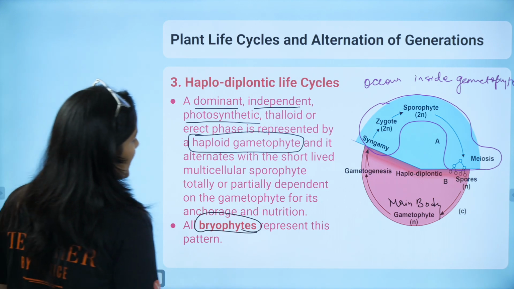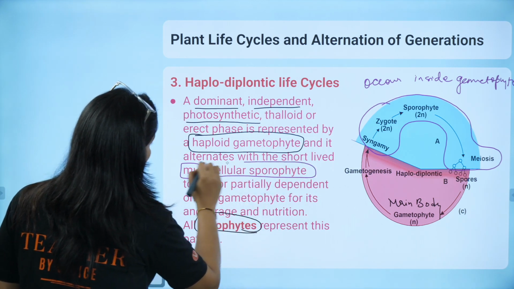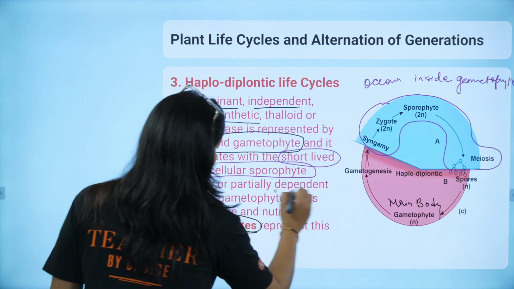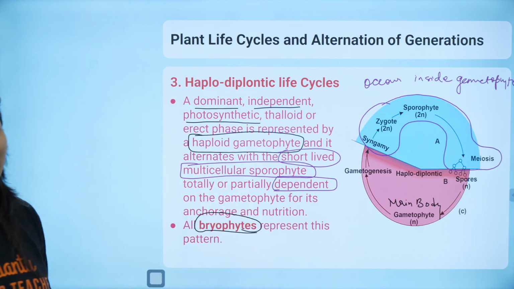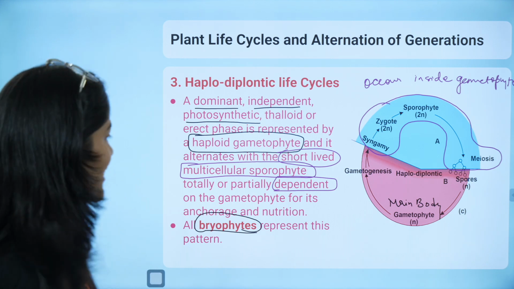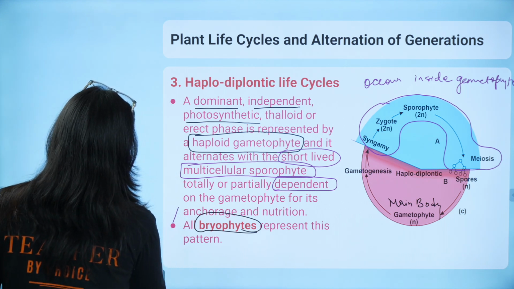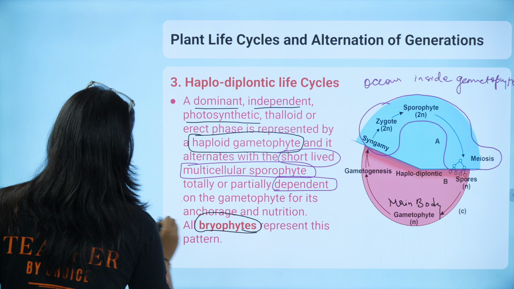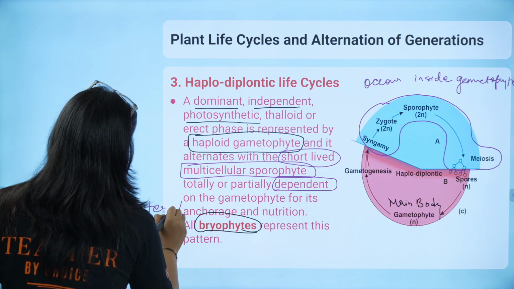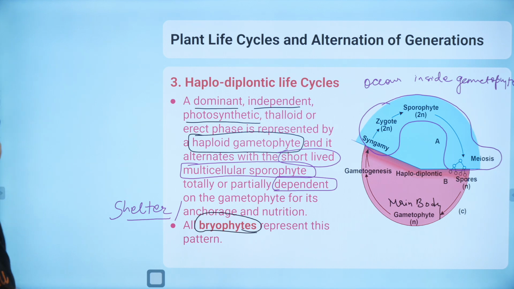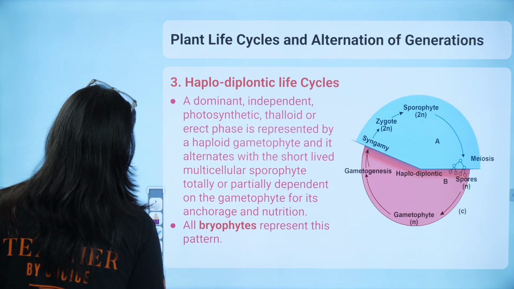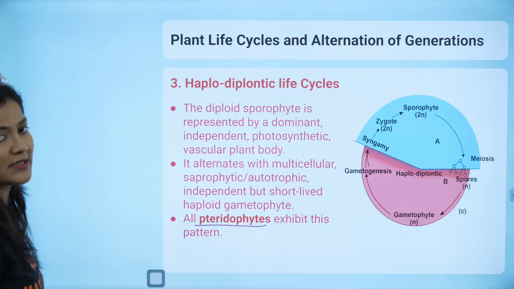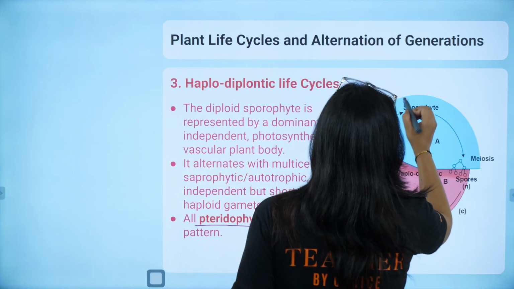Your sporophyte is dependent. There is presence of a short-lived multicellular sporophyte, which is totally or partially dependent upon the gametophyte for anchorage and nutrition. Anchorage means it will take the shelter, and nutrition, from your gametophyte, right? So this kind of life cycle is shown by your bryophyte. The next category that you can see is in case of your pteridophytes. They are going to exhibit a similar kind of pattern, but here the sporophyte is the main plant body.